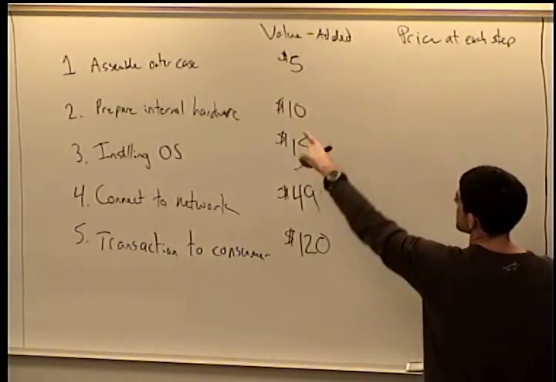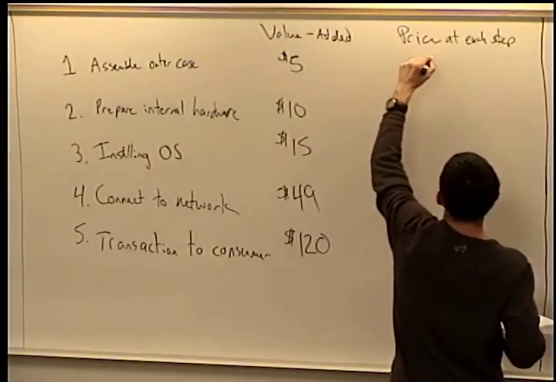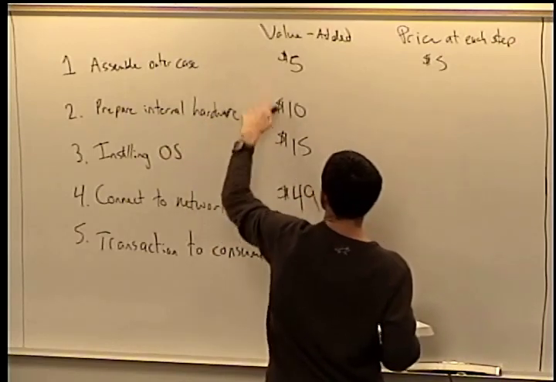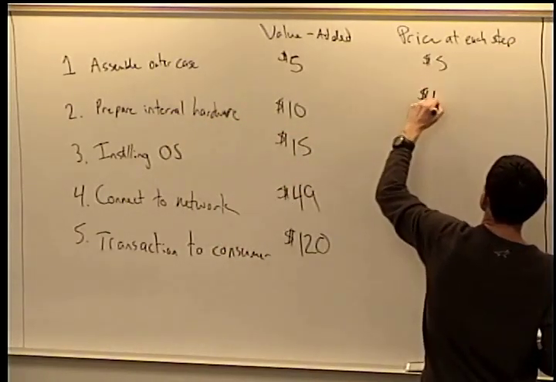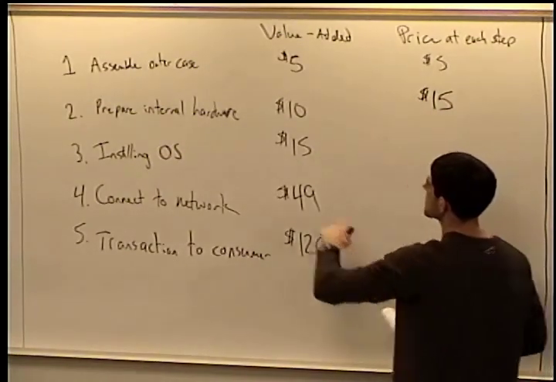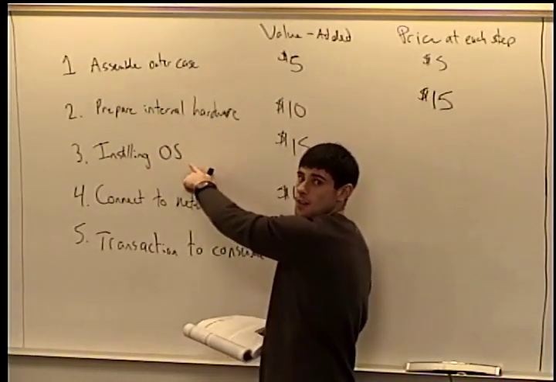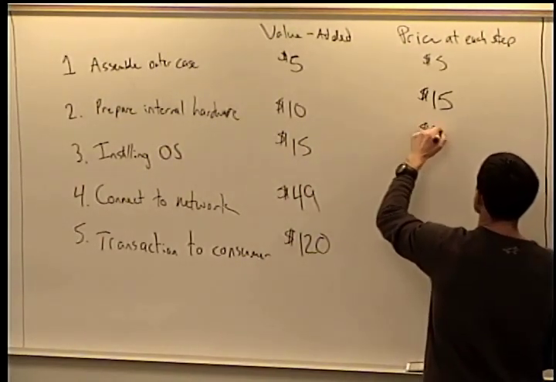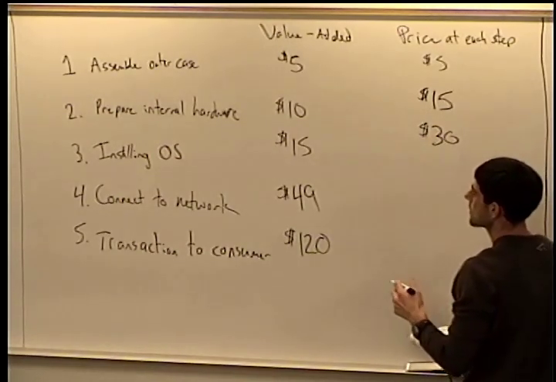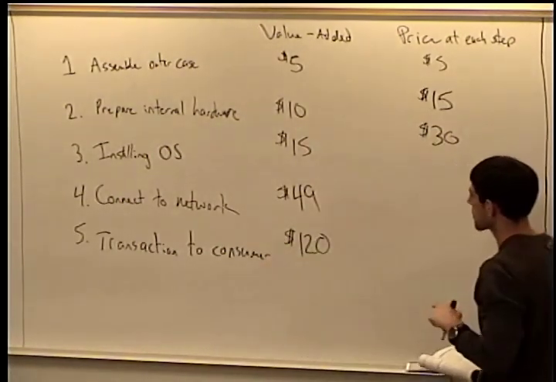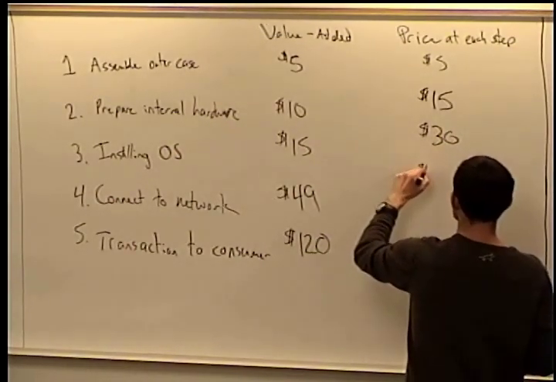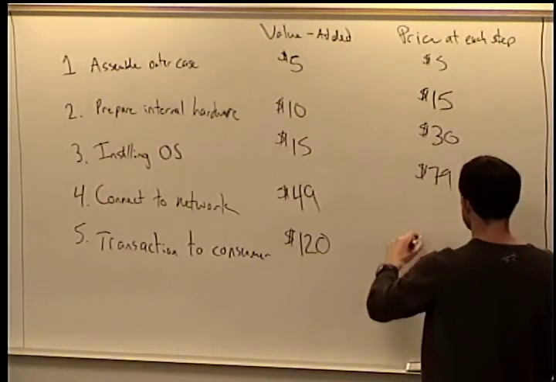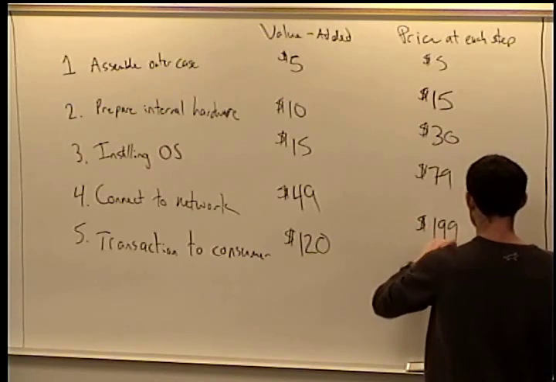So here, assembling the outer case, we can buy that for $5. We can buy the outer case plus the internal hardware for $5 plus $10, which is $15. We can buy the outer case, the hardware, and the operating system for $15 plus $15, which is $30. Next, we can have an entire cell phone that connects to the network for $30 plus $49, which is $79. And then the final cost of the cell phone is going to be $199.